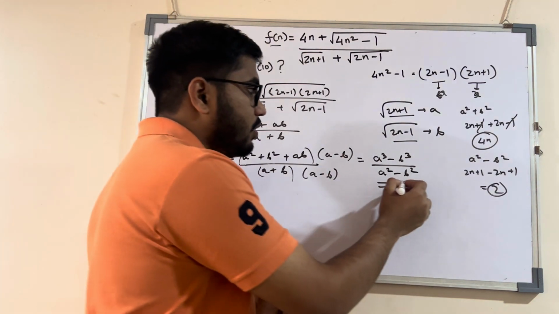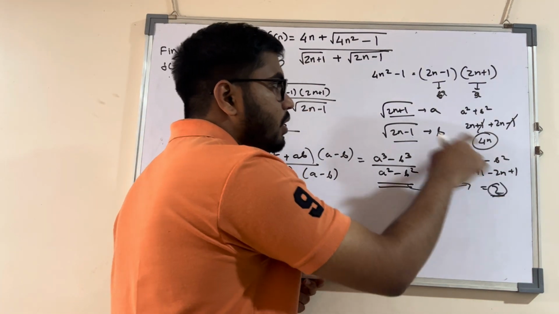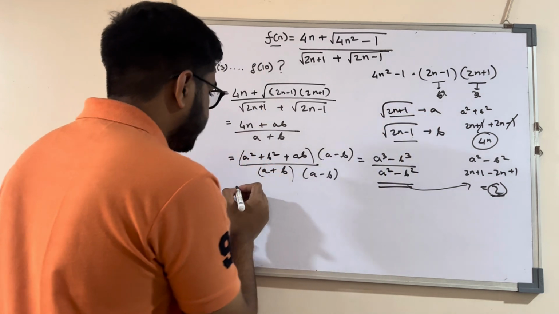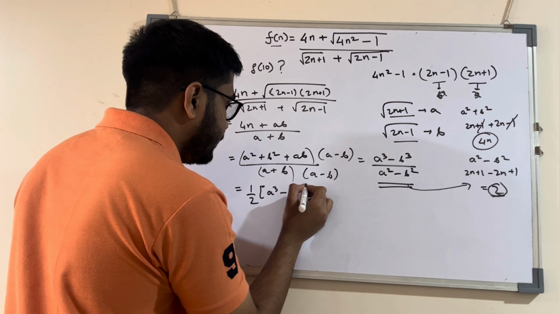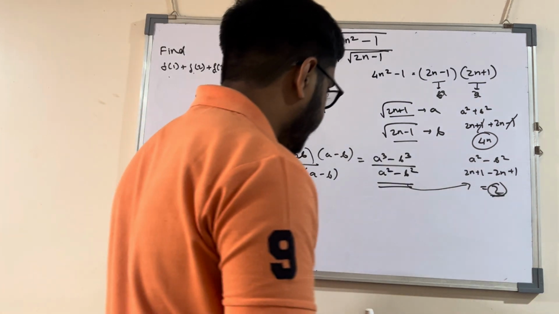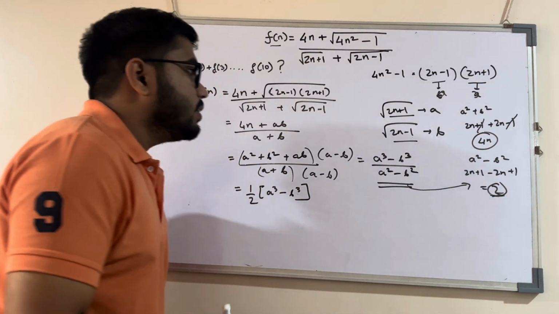Now again, a square minus b square is 2, right? So this we were able to generate from here. What is the equation? It is a cube minus b cube. Great. Now the next thing.